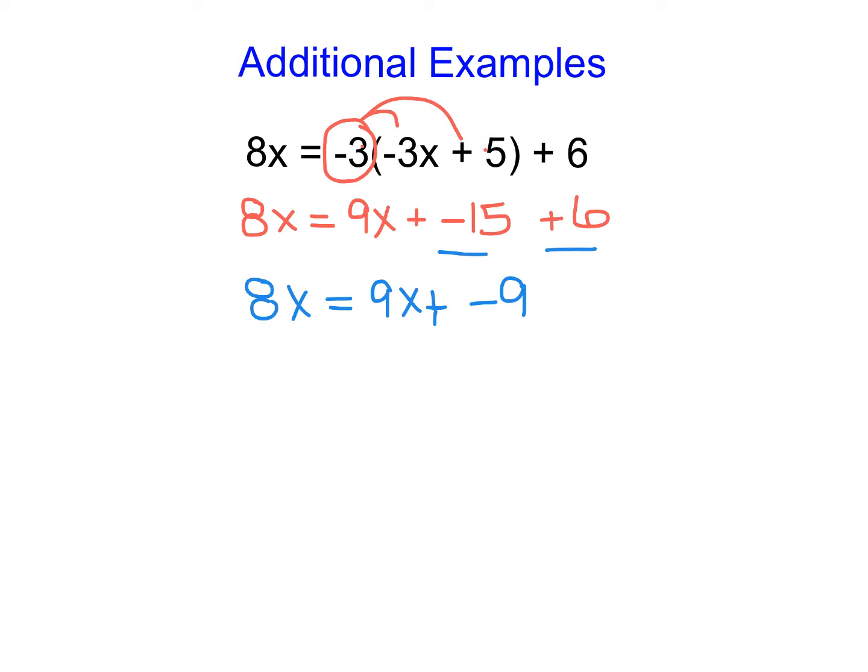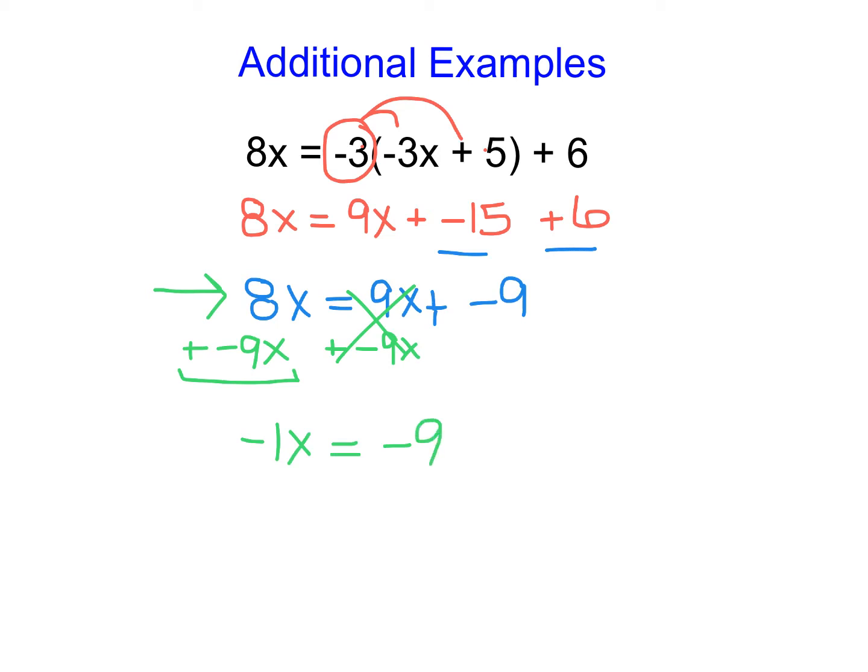Then from here, I notice that I have x terms on both the right and left-hand side of the equation. However, since I only have one thing on the left-hand side of the equation, I'm going to try to move all of the x's to the left, which means I'm going to subtract 9x or add a negative 9x to each side. In doing so, these two cancel out and become 0. Then over here on this side, 8x and negative 9x become a negative 1x, and that's equal to negative 9.